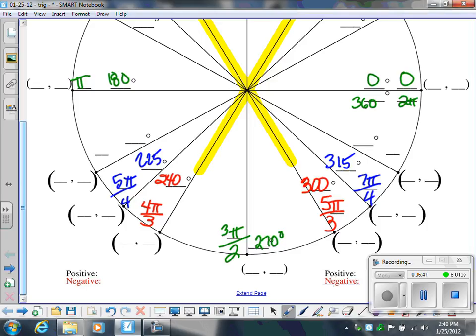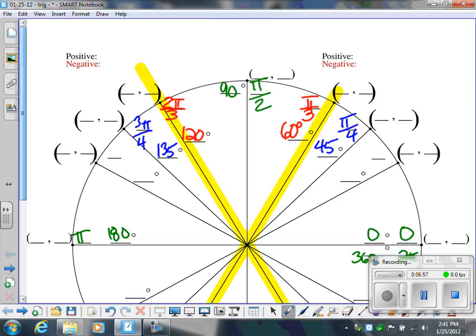All right, so here's 1/6 here, 2/6 here, 3/6 here, 4/6. What's this one here? 5 pi over 6. And 180 minus 30 is going to give you what angle measure? 150 degrees. Is everybody with me? You seeing where I get these?